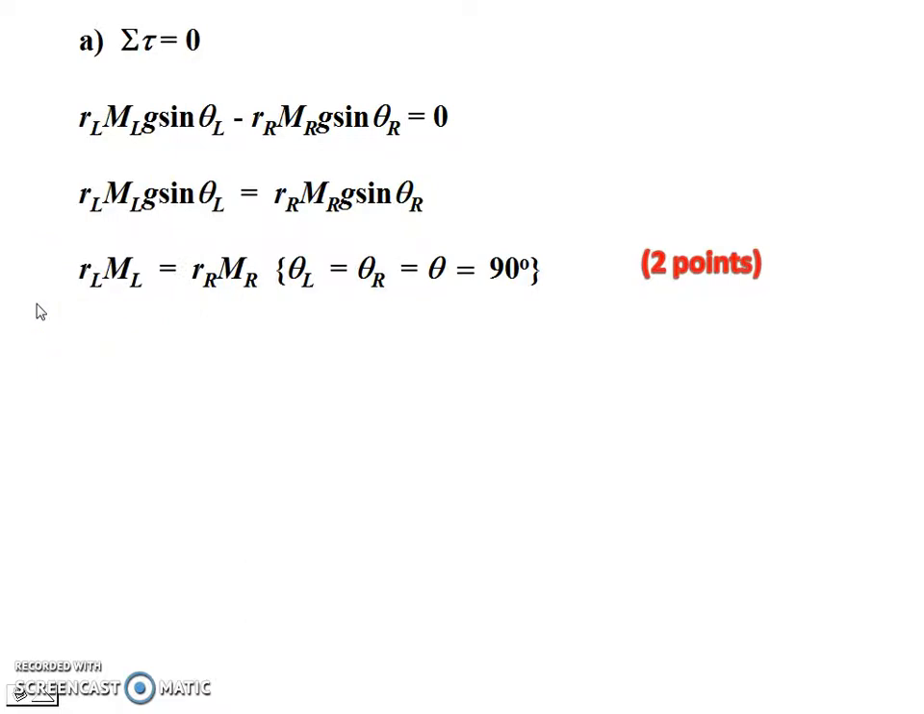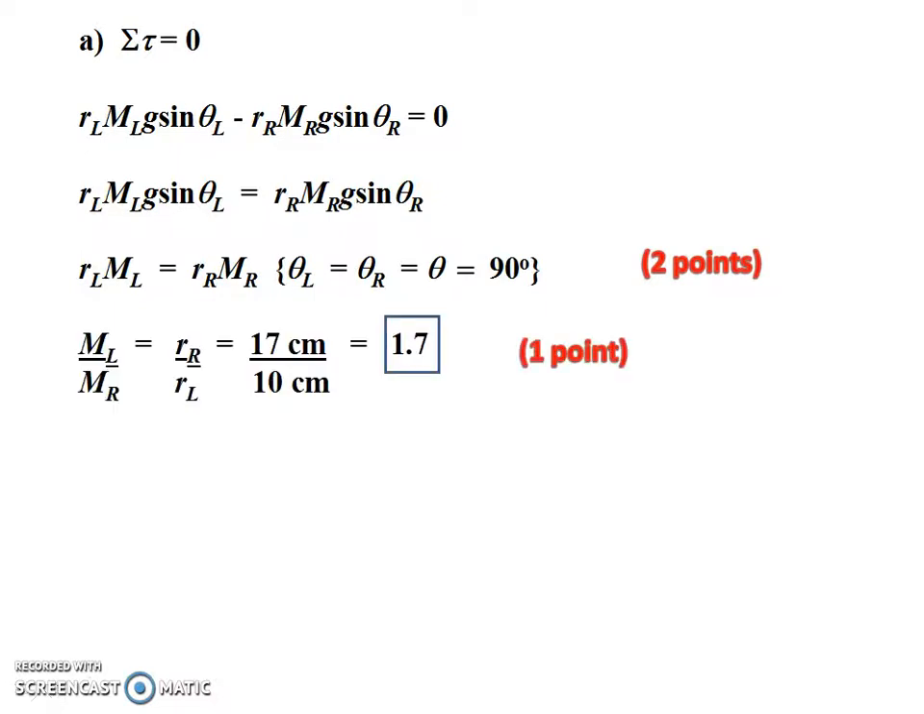So it's 2 points for showing some recognition that the torques have to cancel out or things are balanced out. Any way you did that is fine. And then we're solving for the ratio M_L over M_R, which is now going to be the ratio of R_R over R_L. The right-hand mass is 17 centimeters from the fulcrum, and the left-hand mass is 10 centimeters from the fulcrum. Because remember, these position vectors are always measured from the pivot point, which is at the 25 centimeter mark. So distance from 25, distance from 25. And so we get our ratio, 1.7. Great. And just 1 point for showing that.